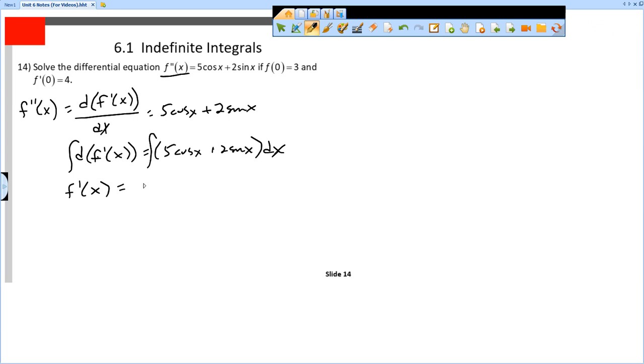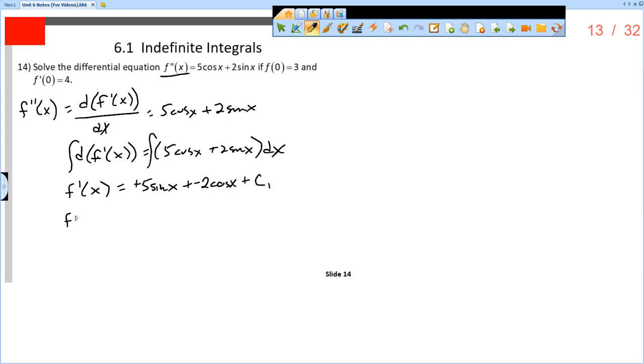Now here I have 5 times the integral of cosine. What's the integral of cosine? That would be negative sine of x. And then plus the integral of 2 sine, which is 2 cosine x. I'm sorry, the integral of cosine should be sine, because the derivative of sine is cosine, so it's 5 times sine. And the integral of 2 sine would be negative 2 cosine. I apologize for that. And then plus a constant, which I'm going to label c sub 1.